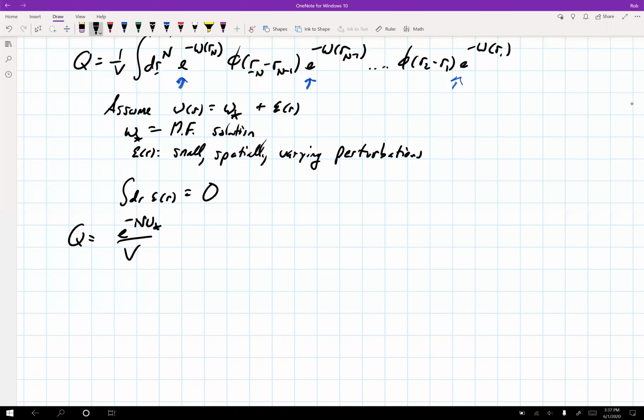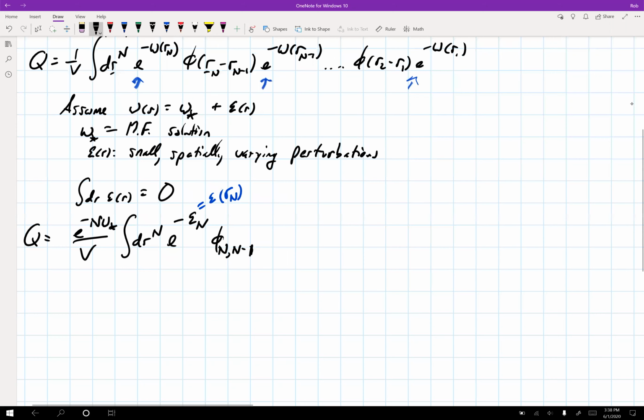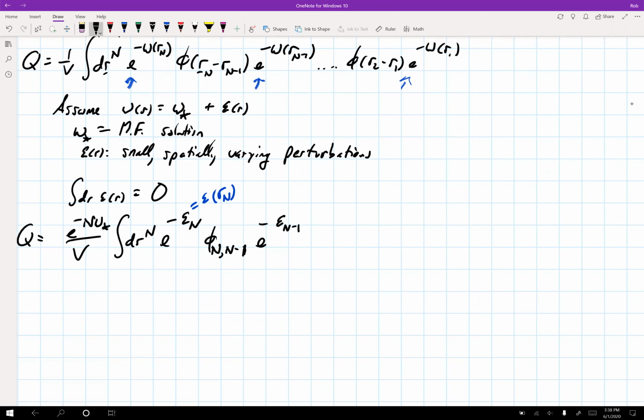We still have our one over volume. And then now all the Boltzmann factors in there are going to carry just epsilon. E to the minus epsilon of R subscript n. I'm also going to abbreviate my notation a little bit further, just putting the subscript directly on the epsilon. And then we still have the same thing for the phi variables. Right, so we have the bond transition probabilities. I'm just putting the R dependence and indicating that it's a subscript. Minus epsilon n minus 1, all the way down to phi 2,1, e to the minus epsilon 1.